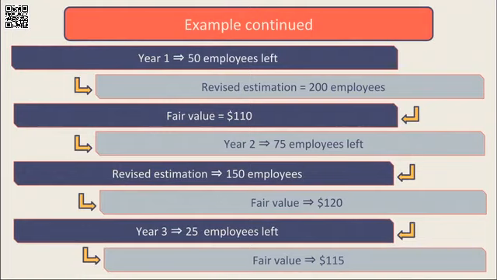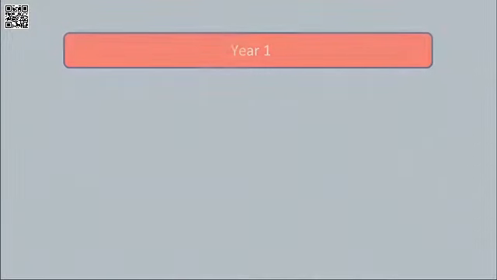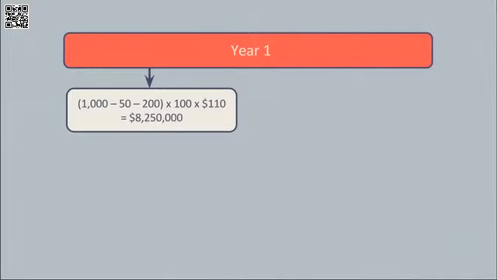How should these be recorded in the annual financial statements? Share appreciation rights are also called SARs. As you can see, their fair value is recalculated each year. At the end of the financial year 1, the SAR is reflected in the financial statements as follows. 1,000 minus 50 minus 200, multiplied by 100, multiplied by $100, equals $8.25 million.